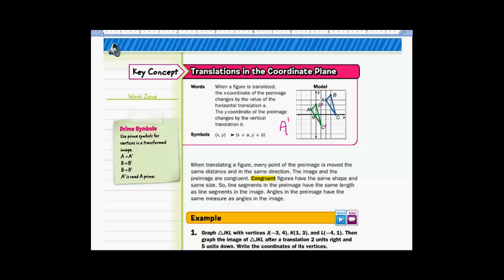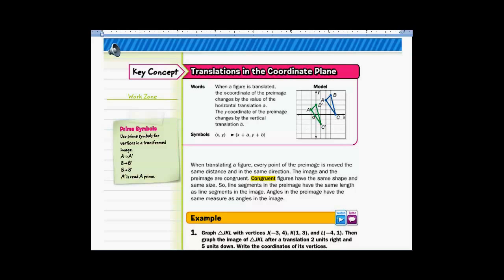So anytime that you see this prime mark after it, like a little apostrophe, that means that is the second one, okay? So when translating a figure, every point on the pre-image is moved the same distance and in the same direction. So if they move this 2 units down and 3 units to the left, A is moved 2 units down and 3 units to the left. C is 2 units down, 3 to the left. So everything has to be the exact same.